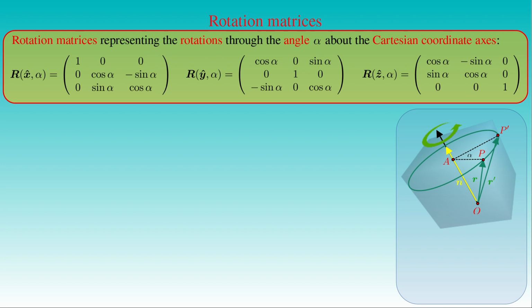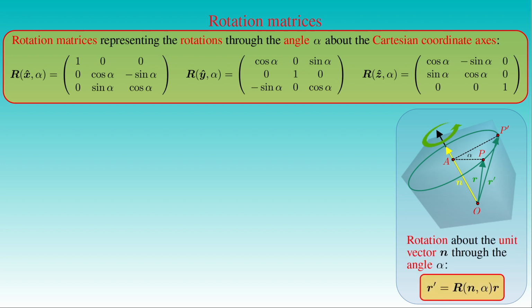As a result, the point P described by the position vector r pointing from a reference point O on the rotation axis to the point P is rotated to the point P' described by the position vector r' pointing from the point O to the point P'. Then the position vector r' can be written as the product of the rotation matrix R_n(alpha) representing the rotation and the position vector r.